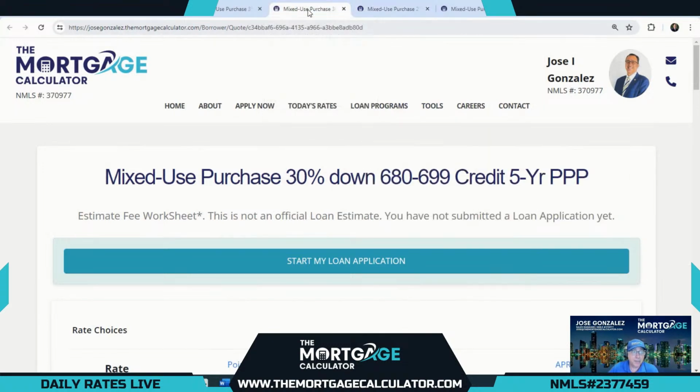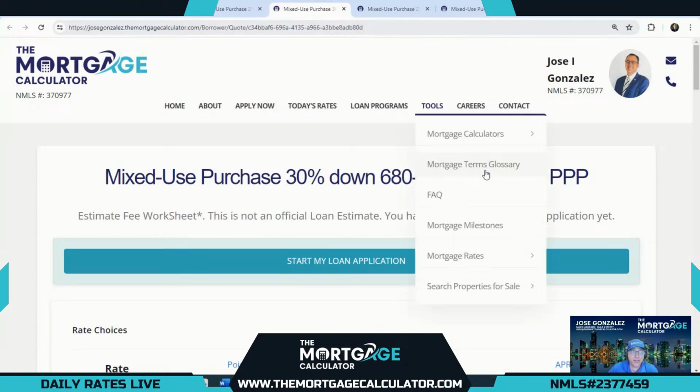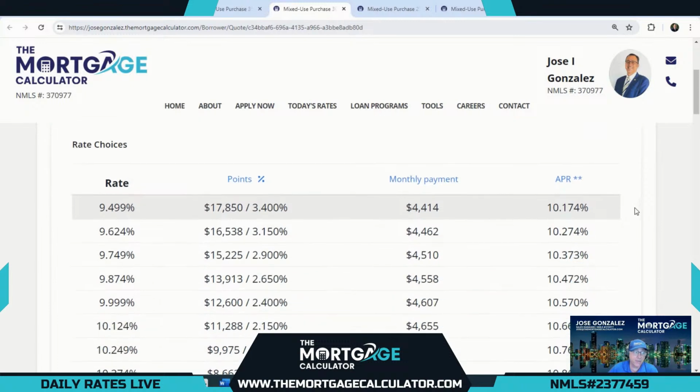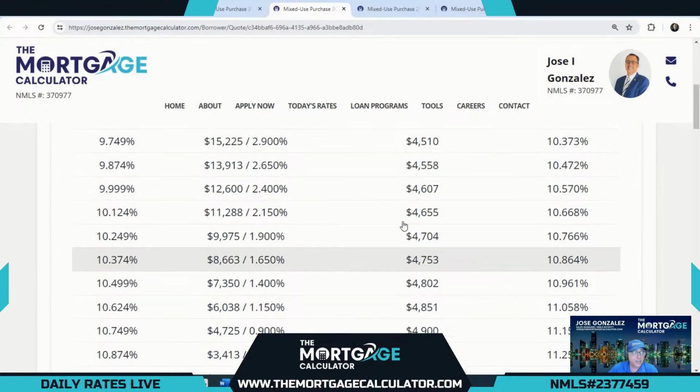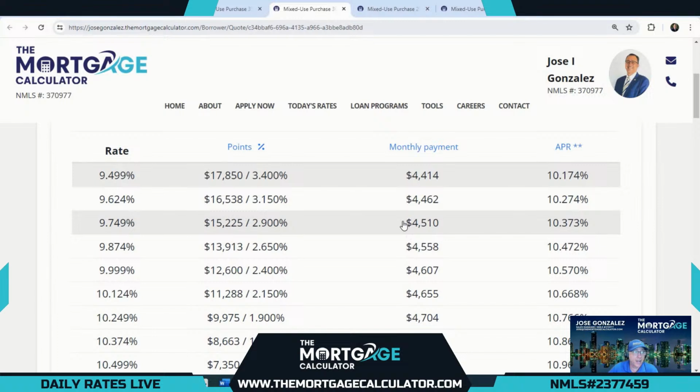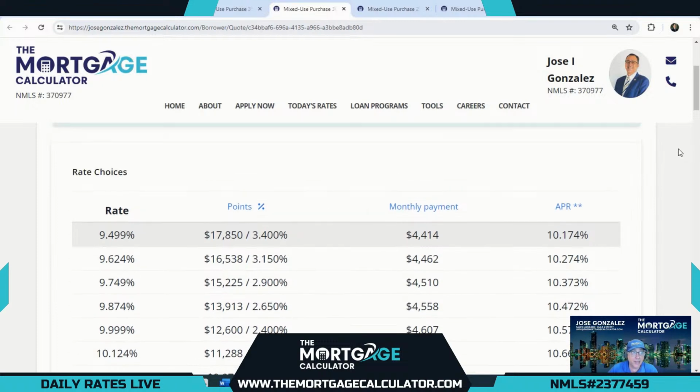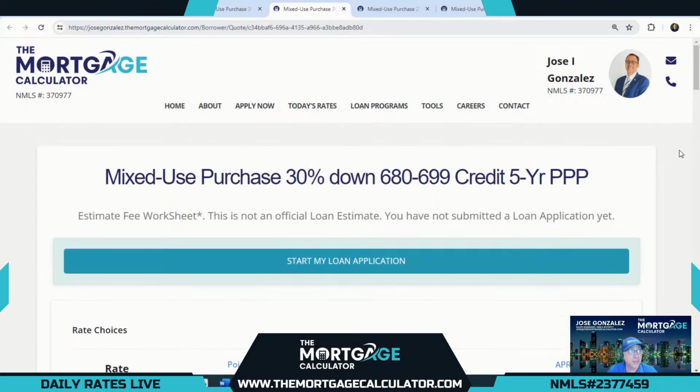Now, below 700, at a 680 to 699 credit score, it's 30% down. And our lowest cost option is 10.999 at a cost of 0.4 points. And you can buy that down to 9.499 at a cost of 3.4 points. And again, this is 30% down, 70% LTV, 680 to 699 credit.